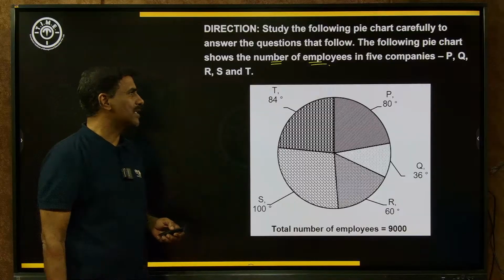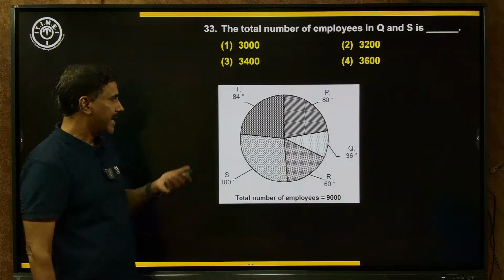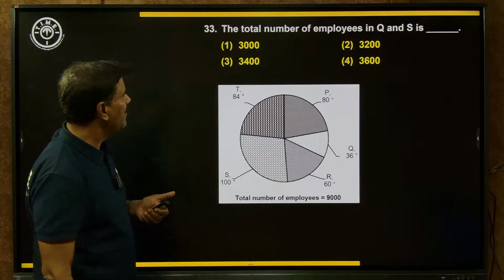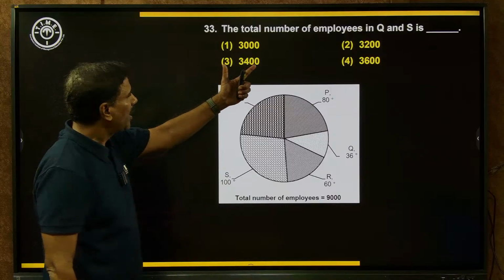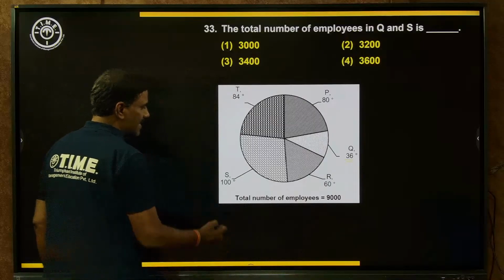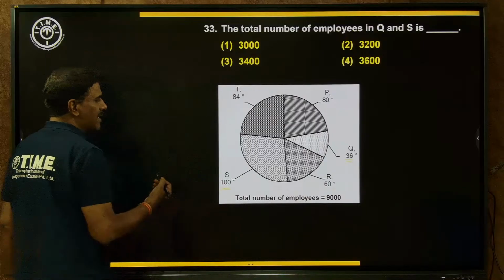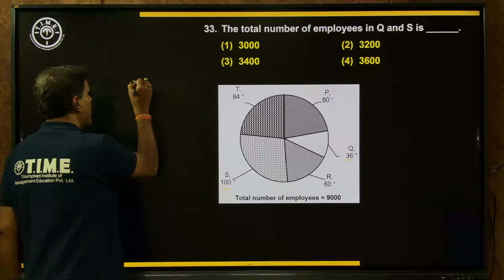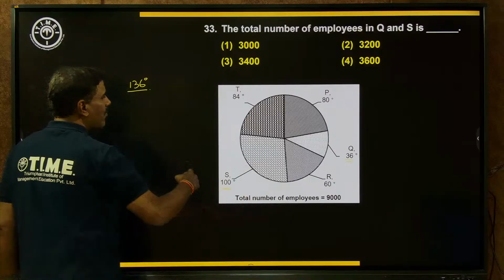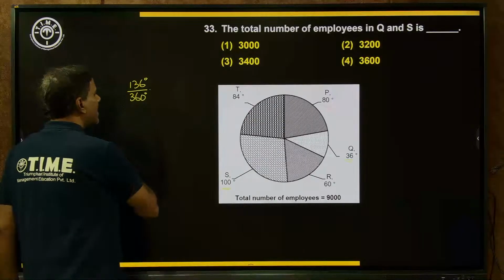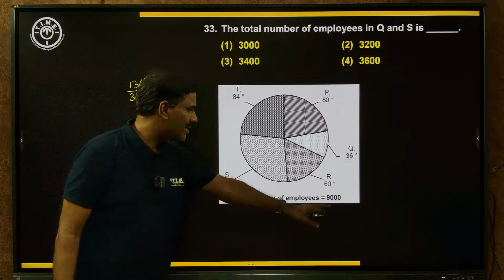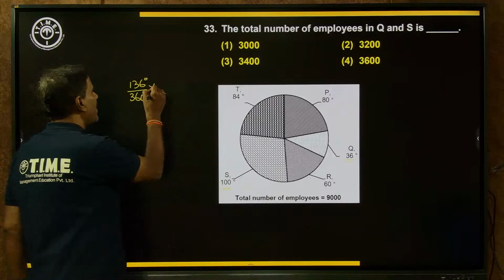So let's look at what the questions are basically focusing on. Here also again the same thing. I took the diagram in all these slides so that it will be easy for doing the calculation. The total number of employees in Q and S is the question. Q has 36 degrees. S has 100 degrees. So Q and S together have a 136 degrees share in the total pie chart. If a pie chart is given in the form of percentages or angles, the sum should be equal to 360. So 136 degrees out of 360 degrees, and the total number of employees is 9,000, so it will be into 9,000.